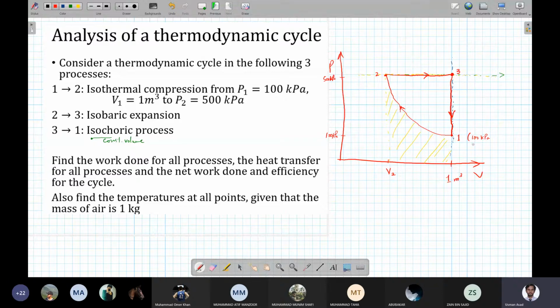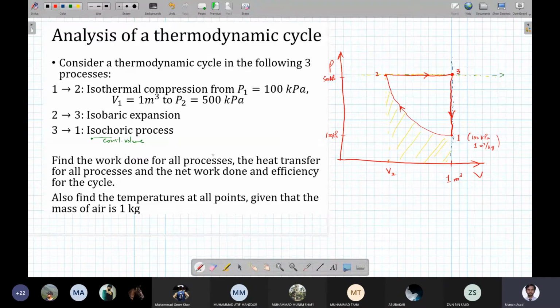So you can actually also draw this diagram in small v if you want. There's no difference between small v and capital V because mass is 1 kg. So this is 1 meter cube or 1 meter cube per kg, right? Because 1 kg की बात हो रही है. Temperature भी हमें नहीं पता.